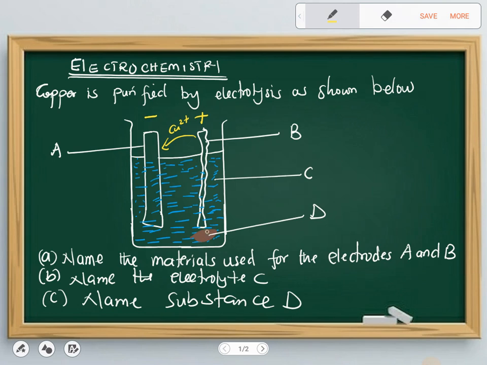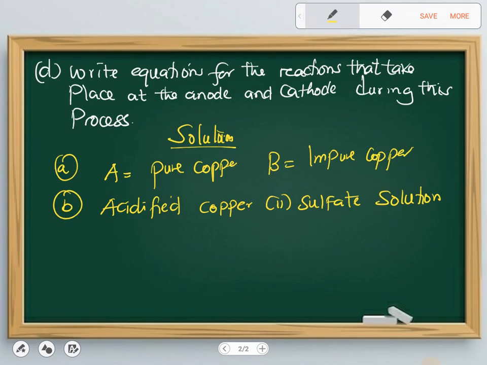Then it says name substance D. Substance D is the impurities left after copper has been purified. These can include impurities such as gold and silver. So D is impurities, usually of precious metals like gold and silver.